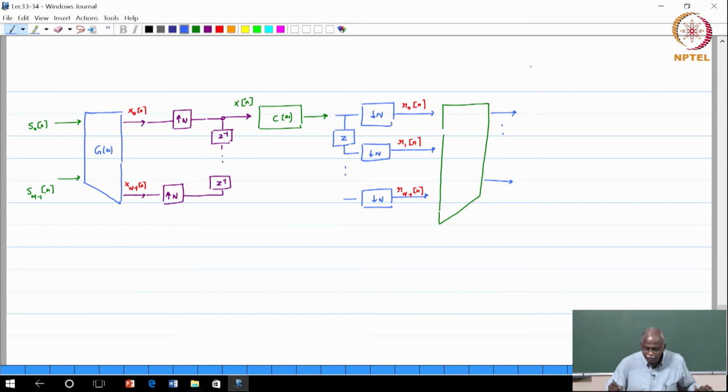These are S0 hat of n, up to S(m minus 1) hat of n, and what is sitting inside is the S of z matrix. This G of z is also a matrix. Okay. So, this is our representation.